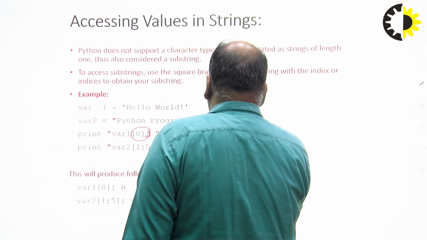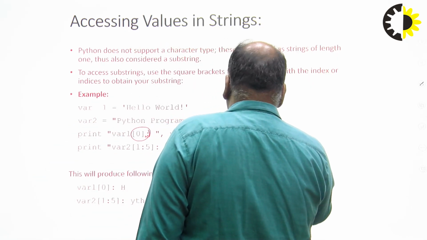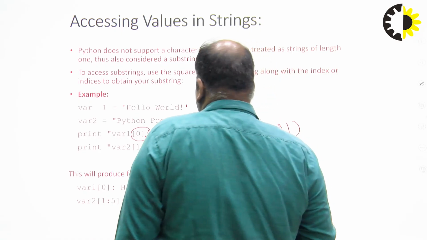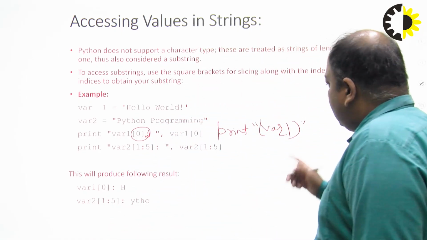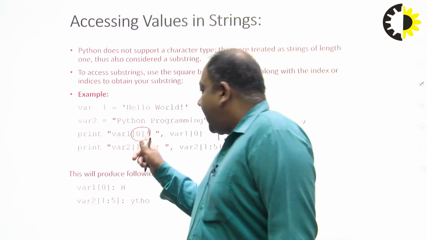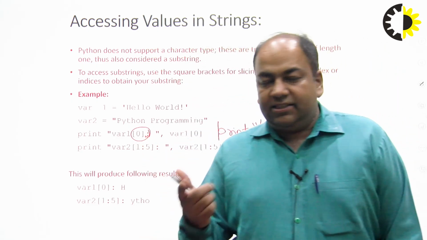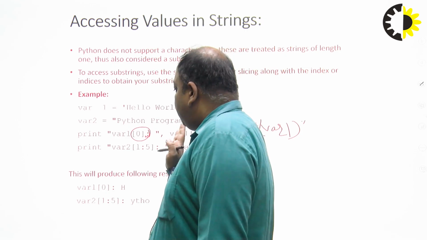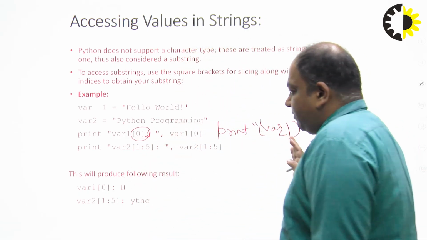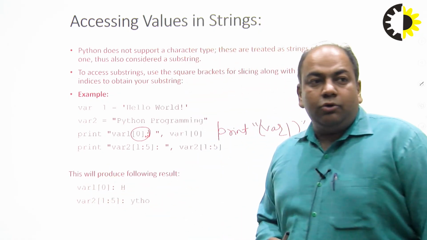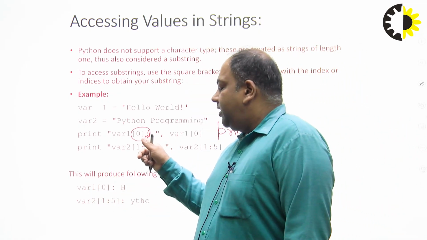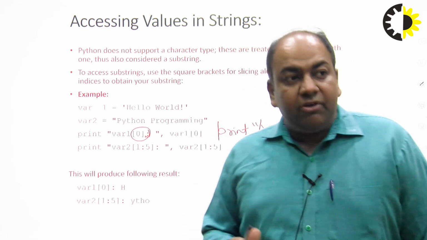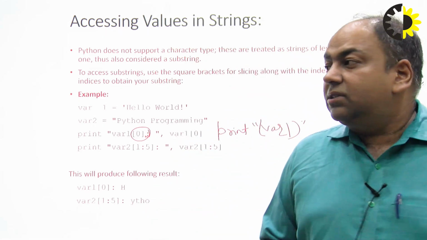If we don't want to slice a string, what do I need to write? I just need to write print var1, and it will print the whole string, which is hello world. This bracket and colon represent slicing, which I will discuss in later slides. For avoiding slicing, we just need to print var1 and it will produce the result. But for slicing, we need to use the square bracket, and this square bracket followed by the colon represents up to where we want to slice that string.